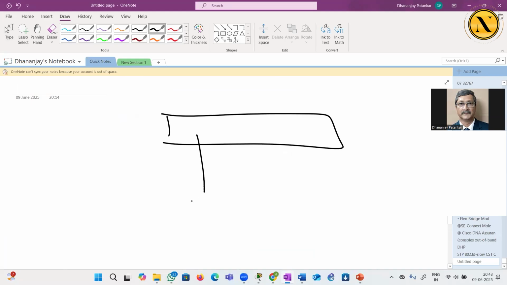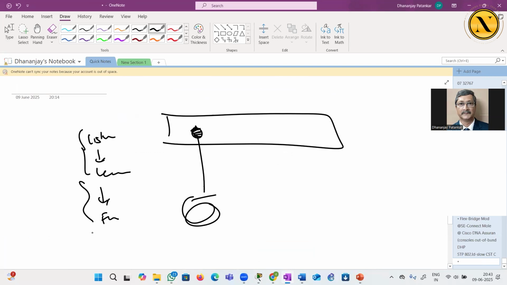Look, this will remain amber for 30 seconds: listening mode, learning mode, and then forwarding mode. 15 and 15, 30 seconds gone. So if you go onto the port, enable privilege mode, configure terminal, come to the global mode and type the interface, let's say F0/2, and then under the interface, if I say spanning tree portfast.